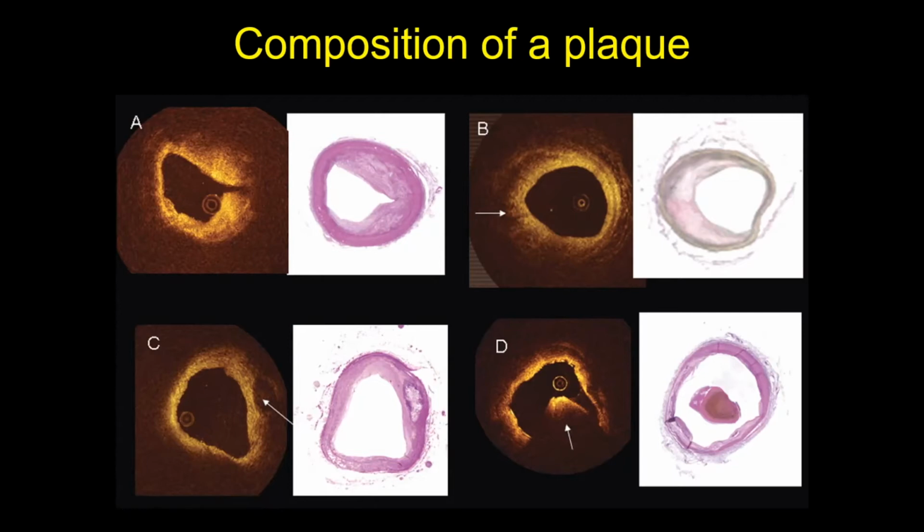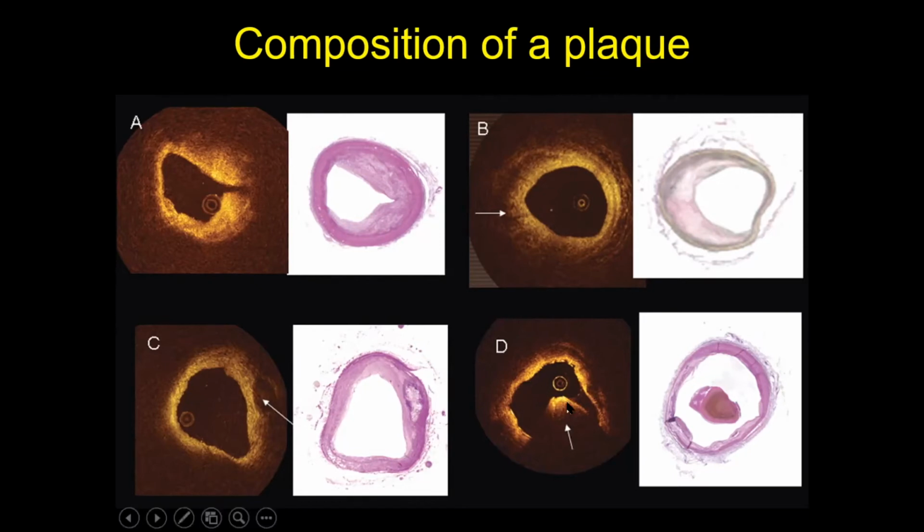The light is not passing through it, meaning that it's likely to be a lipid pool. You cannot see a distinct border, so it's unlikely to be calcium. It's more likely to be a lipid pool, so it's a fatty plaque. In C, you can see a very well demarcated area, and that's the hallmark of a calcified area on OCT.